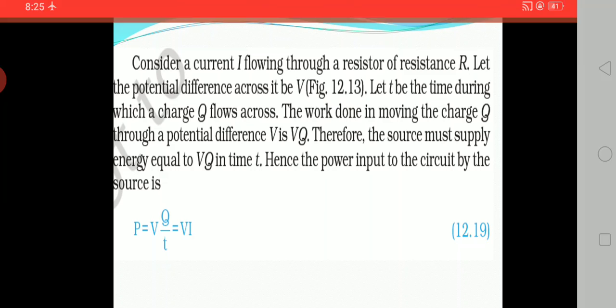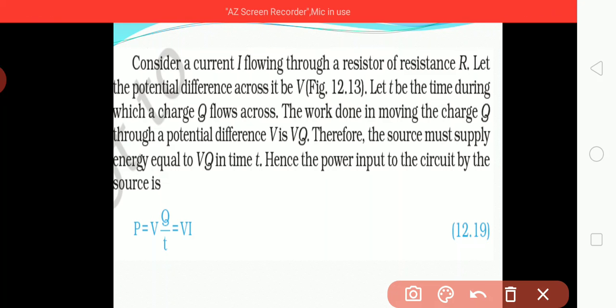Consider a current I flowing through the resistor R, where the potential difference across it is V. Let t be the time during which the charge Q flows across. What we have taken: t as time, R as resistance, current as I, potential difference as V, and Q as the electric charge.